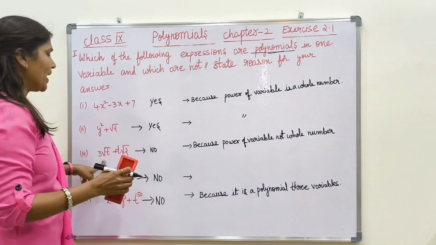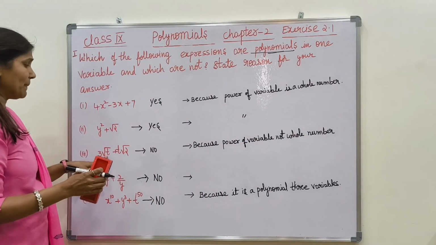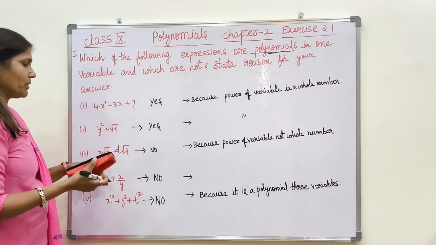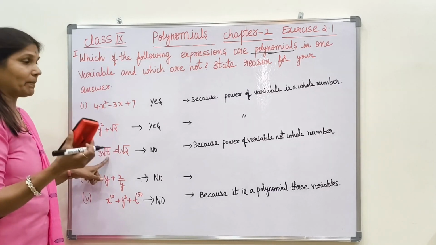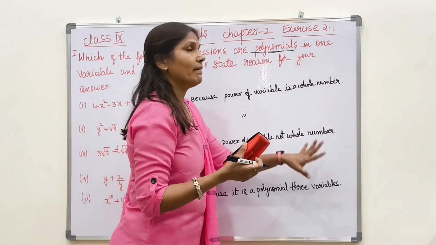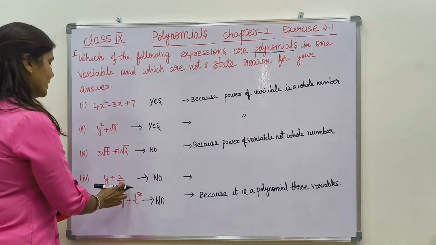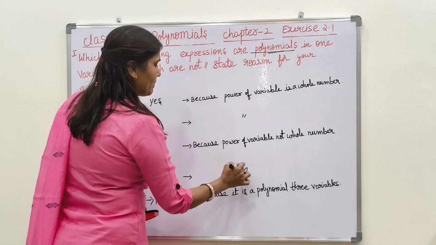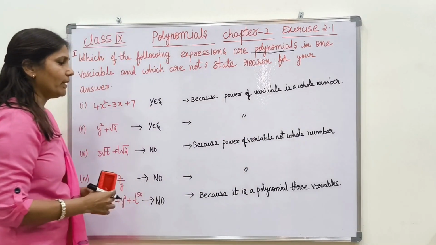You can write it. Next, here the power is 1 by 2. So here the variable has a root. Root means this t has power 1 by 2. So this is the reason: because the power of the variable is not a whole number. Here also, not a whole number. y to the power of minus 1 is there. So same reason: because the power of the variable is not a whole number.